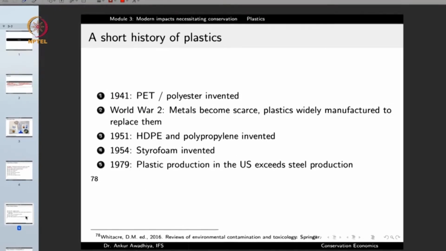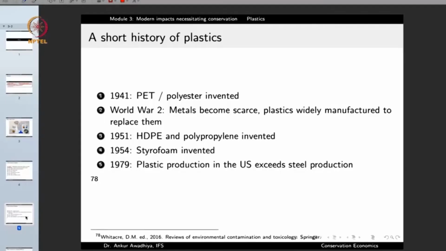And then a major change came in World War II when metals became scarcer and plastics started being widely manufactured to replace them. So, here again, there was a trade off because people did not have access to metals, and metals were very largely required for a number of things. So, people started shifting towards plastics. So, this was a big trade off during the Second World War. In 1951, high-density polyethylene and polypropylene were invented. In 1954, styrofoam was invented. In 1979, the plastic production in the United States exceeded the steel production.